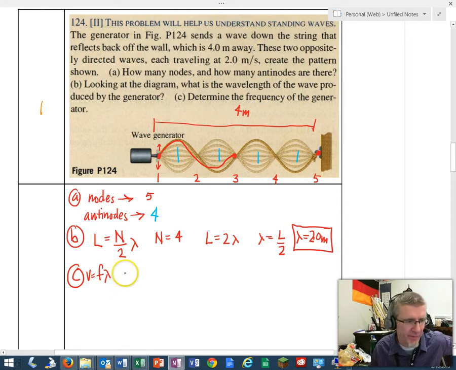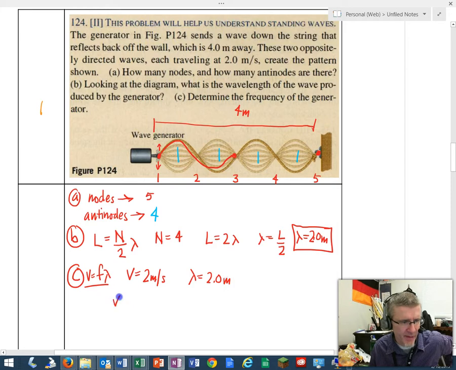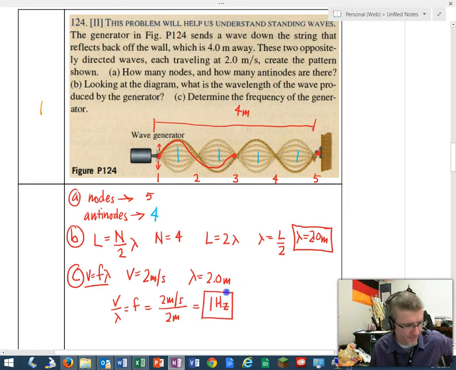We know that the velocity of the wave is given to be 2 meters per second. We know that the frequency is given by this equation, and we know that the wavelength we just found is 2 meters. So therefore, the velocity divided by the wavelength equals the frequency, which equals 2 meters per second divided by 2 meters. So the frequency is 1 hertz, or 1.0 hertz.